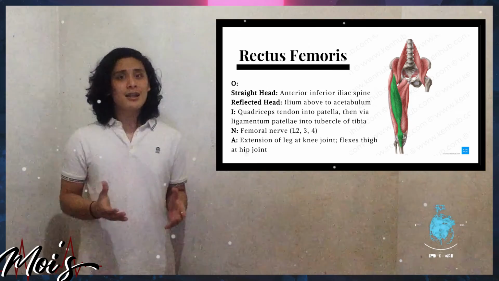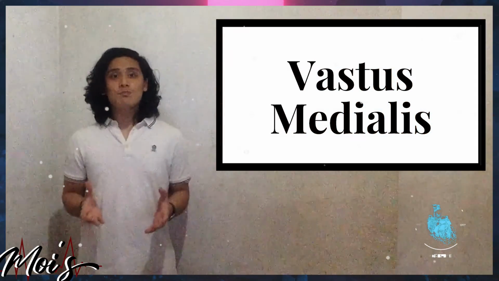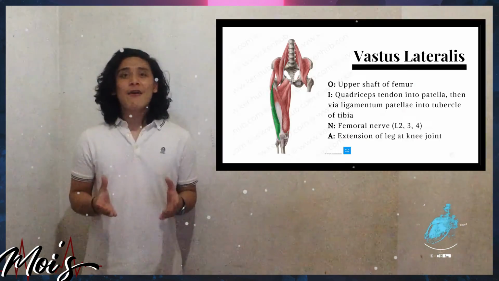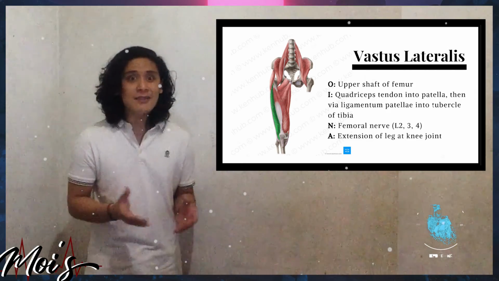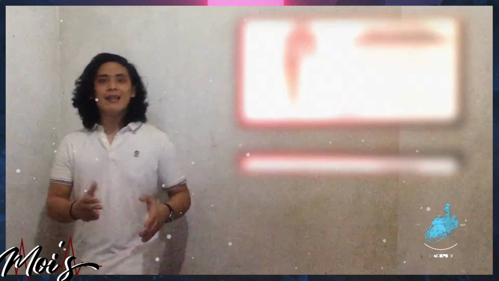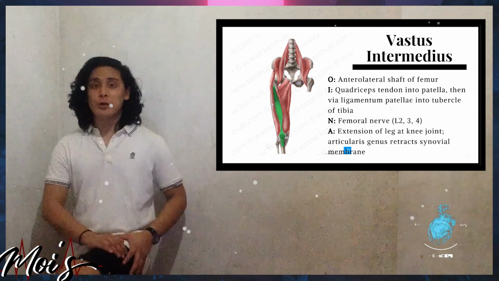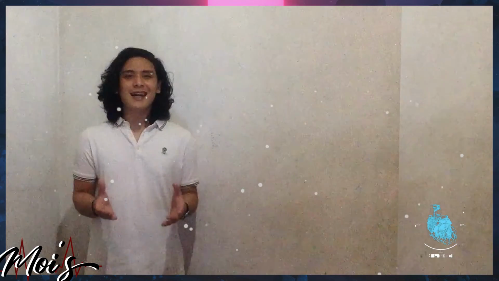The next muscles are the vastus lateralis and vastus medialis. Both muscles originate from the upper shaft of the femur. And lastly is the vastus intermedius, which originates at the anterolateral surface of the femur. So that's all for the anterior compartment of the thigh.